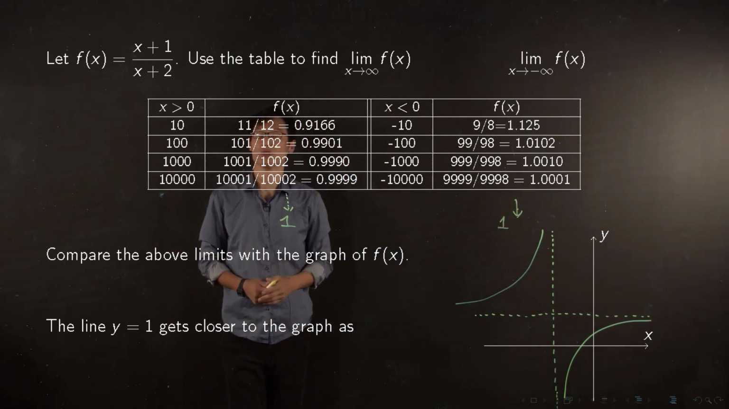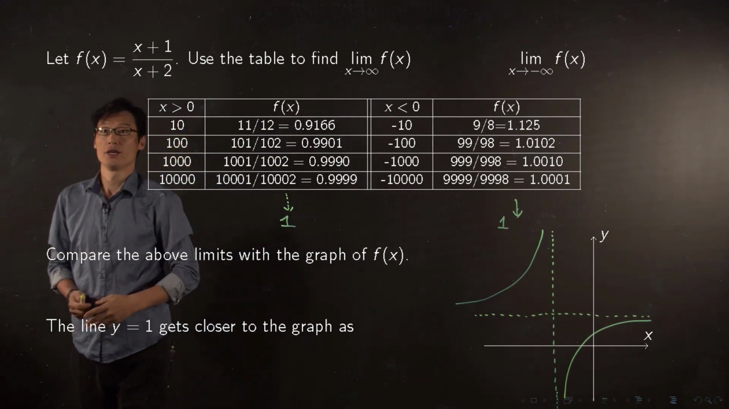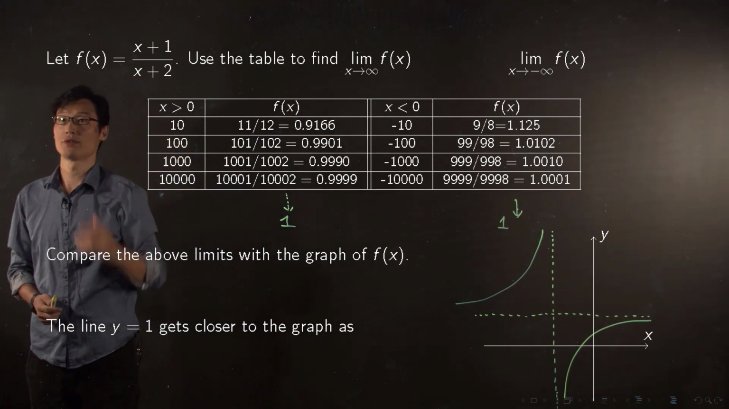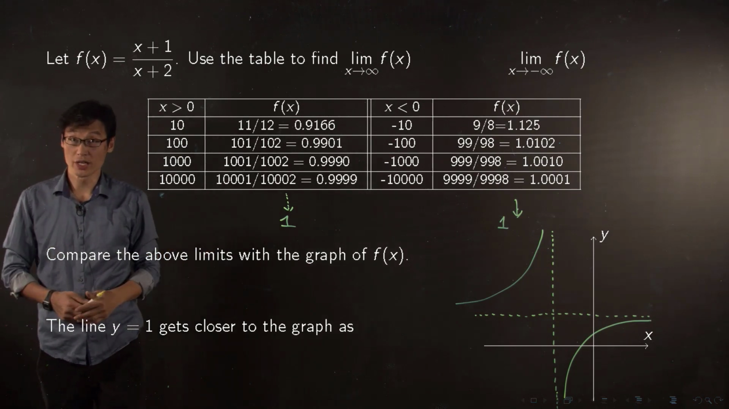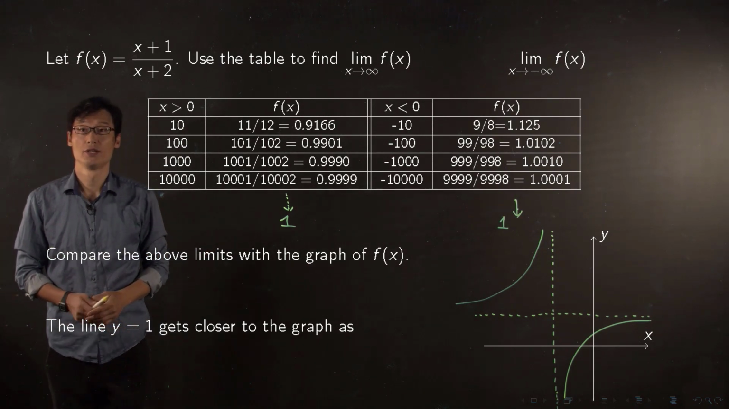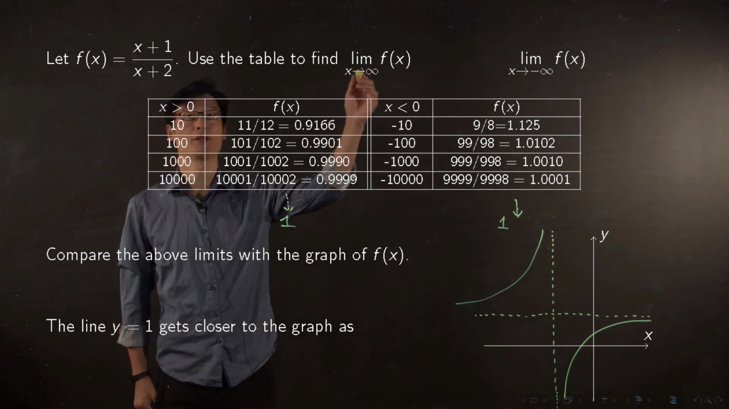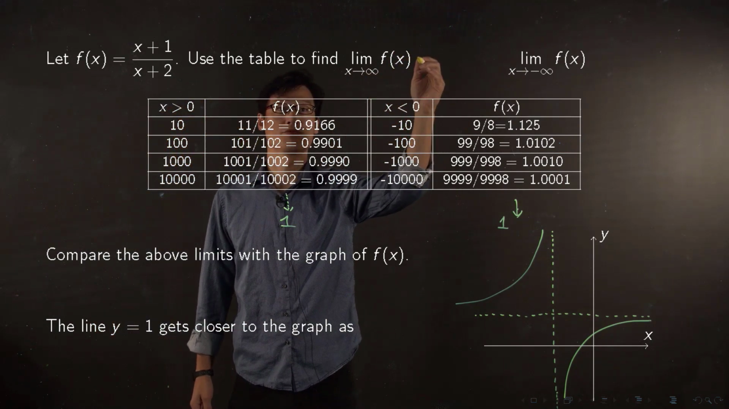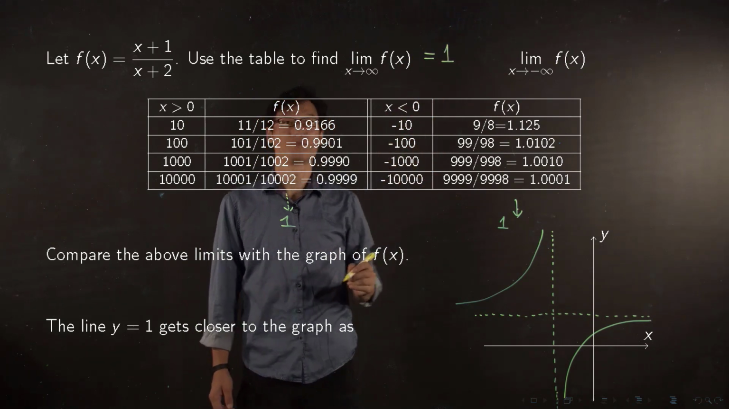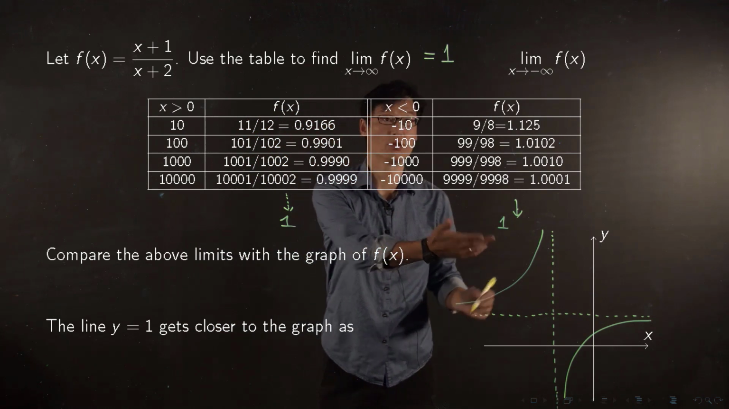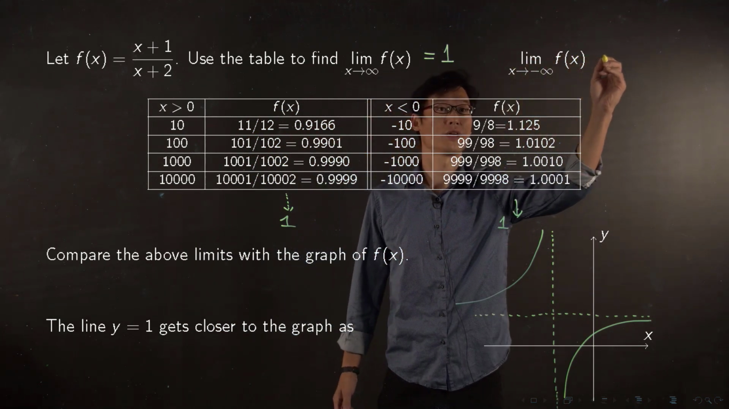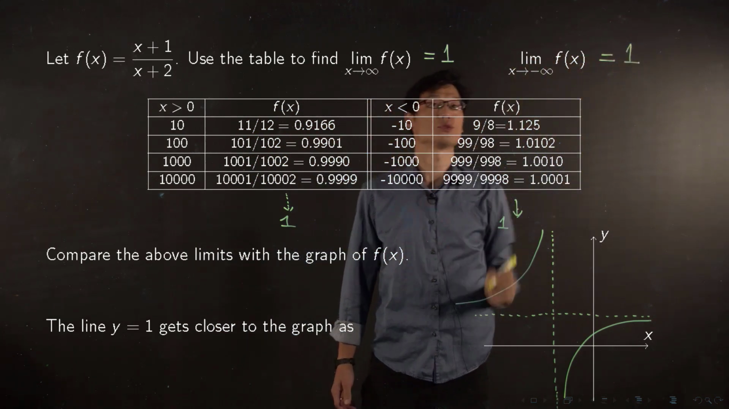So from this table, we can talk about the behavior of this function as x tends to infinity or negative infinity. So basically, when you take the limit of f as x tends to infinity, the limit is 1. Even when your x gets smaller and smaller, the function values are getting closer to 1.